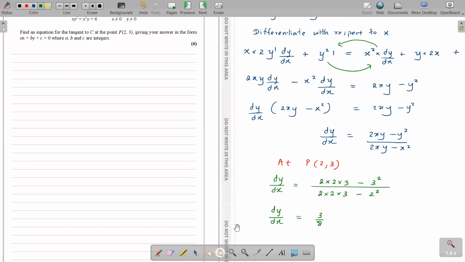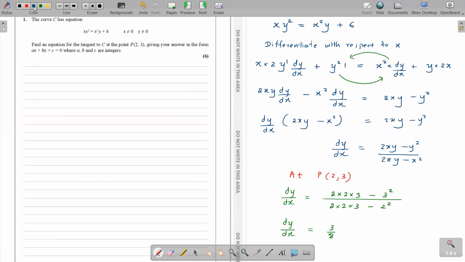So now I need to find the equation of the tangent. How do I find the equation of the tangent? y minus y1 equals gradient times (x minus x1) is the equation of a straight line. Here the y1, x1 are the xy coordinates of point P. y minus y1 is y minus 3, gradient equals 3 over 8, x minus x1 is x minus 2.